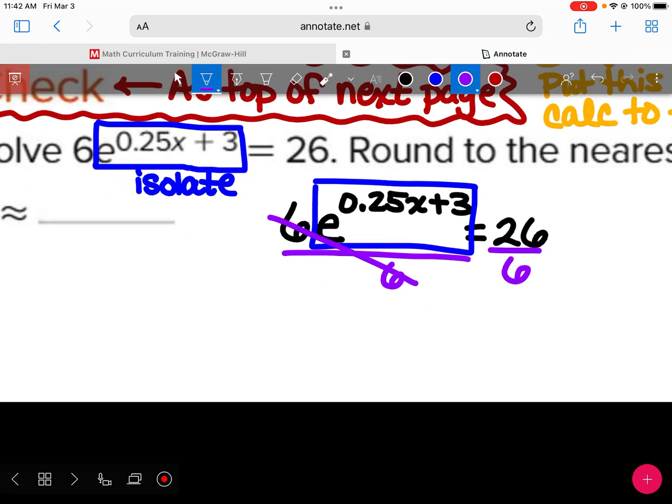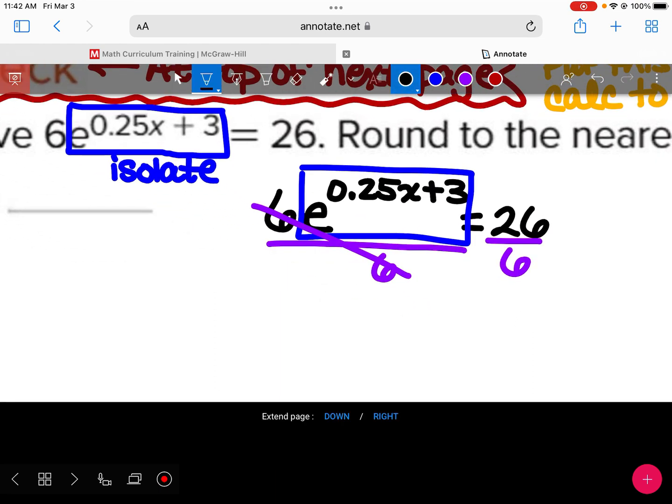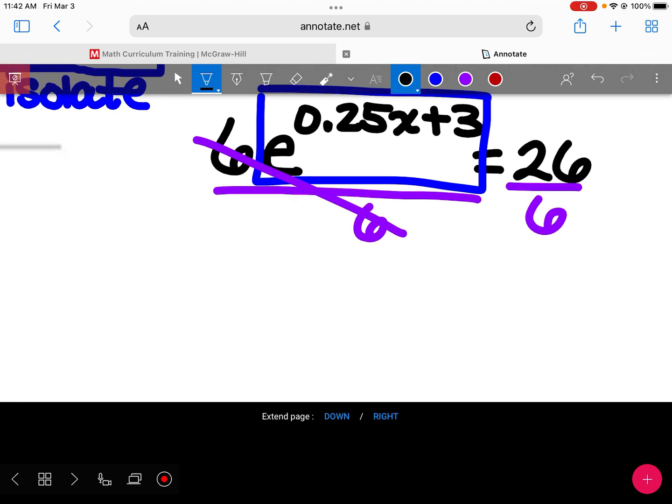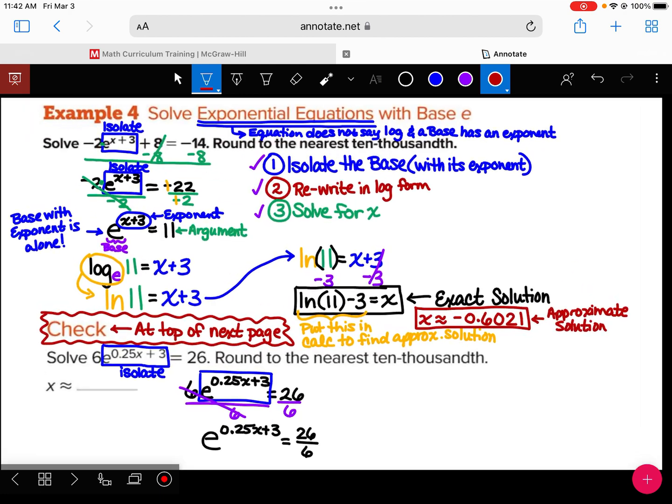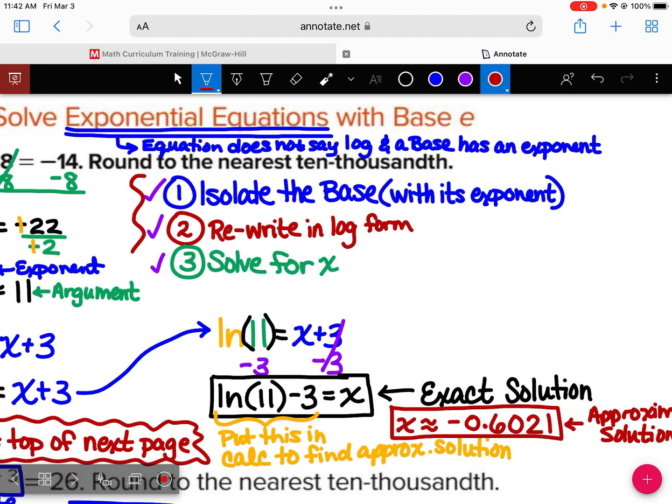When you divide 26 by 6, does it come out very nice? No, then we're going to leave it as a fraction. We don't want to round when we're in the middle of our problem. Do I have the e isolated now? Is the e with its exponent isolated? Yes. So now I'm ready to move on to step 2. What was step 2? Rewrite in log form.